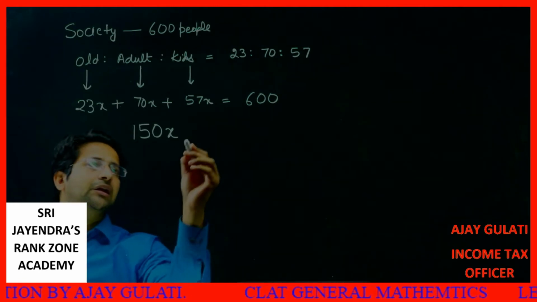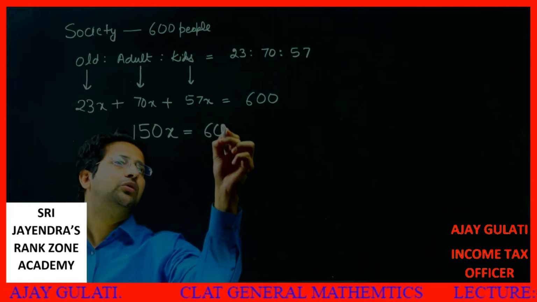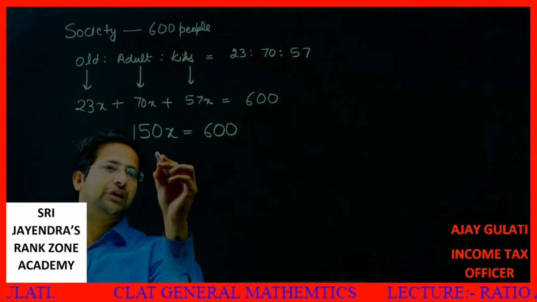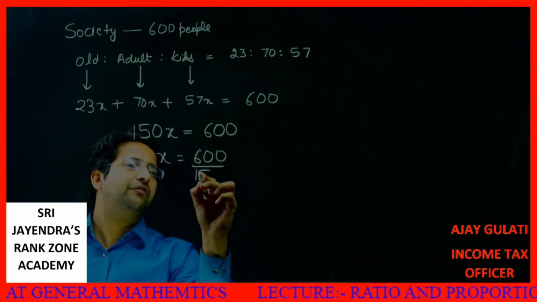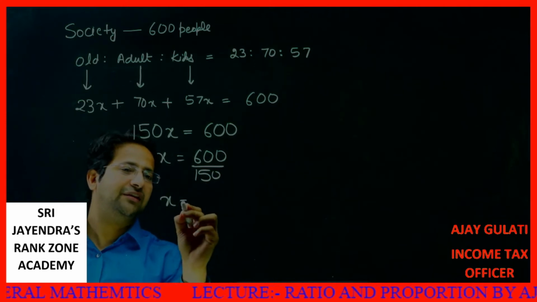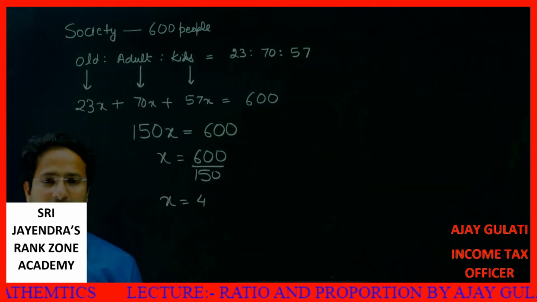150x is equal to how much? It is equal to 600. So x is equal to 600 upon 150. The value of this x comes out to be 4.